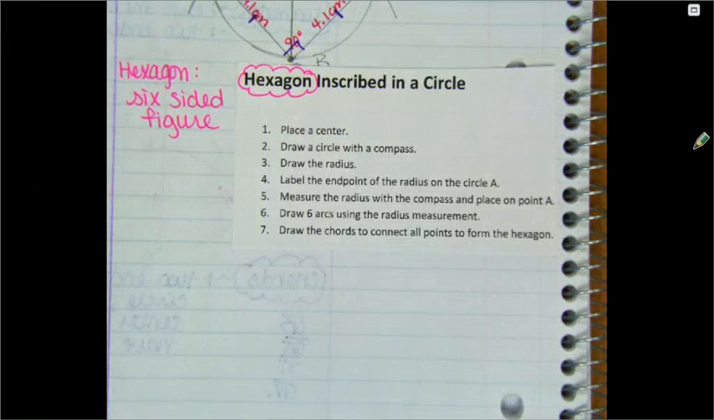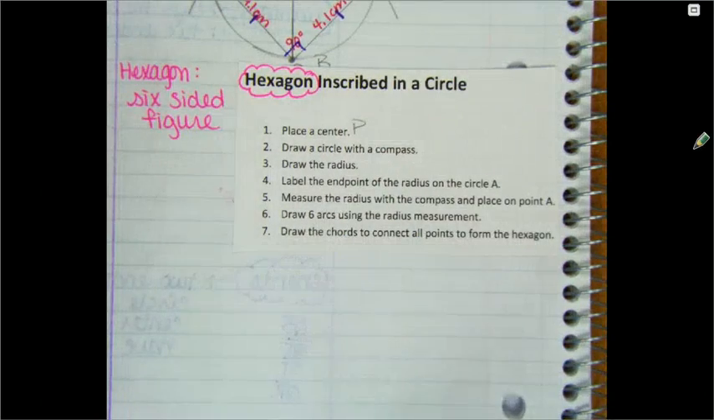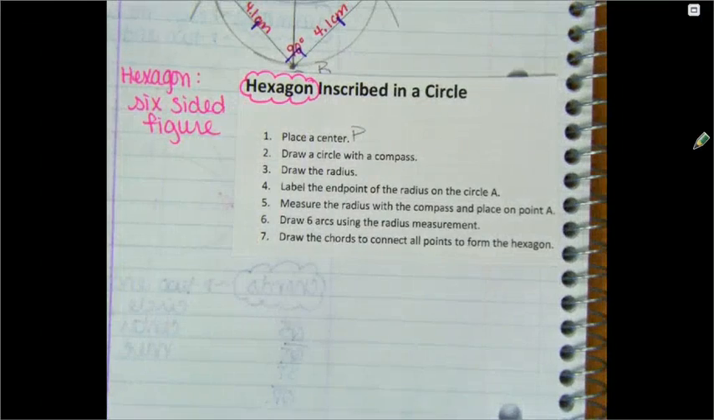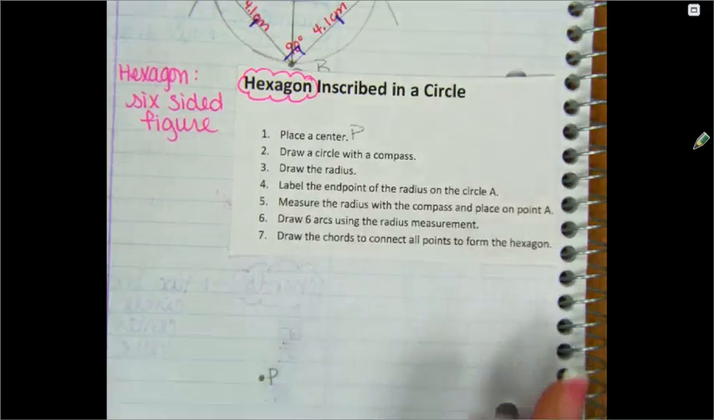Alright, let's read directions. What's the first thing say? Place the center. Let's call it letter what? P. Good. This one you have to pay close attention to. It can get a little confusing. Alright, so there's letter P.